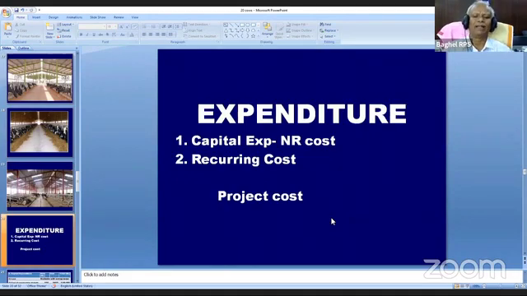Now kindly remember what the expenditure in the farm is. The capital expenditure is mostly non-recurring cost, and the second is recurring cost. So capital money, non-recurring and recurring cost, will be a part of the project cost.